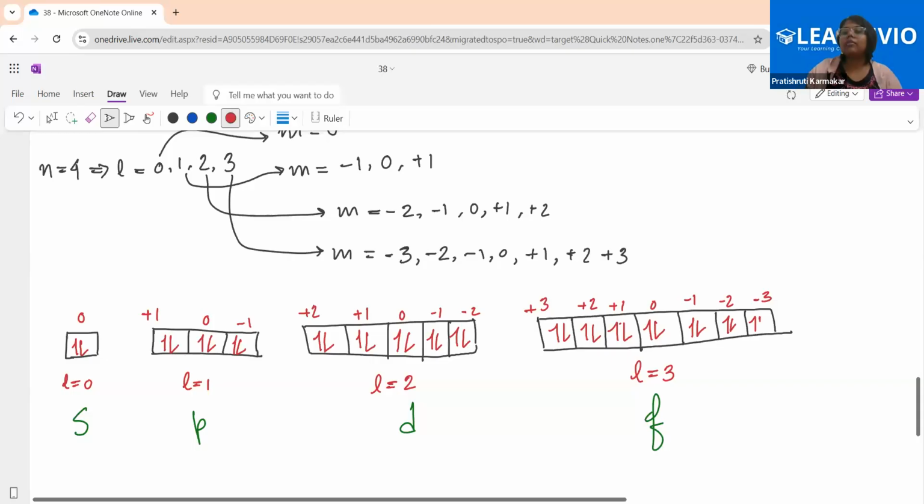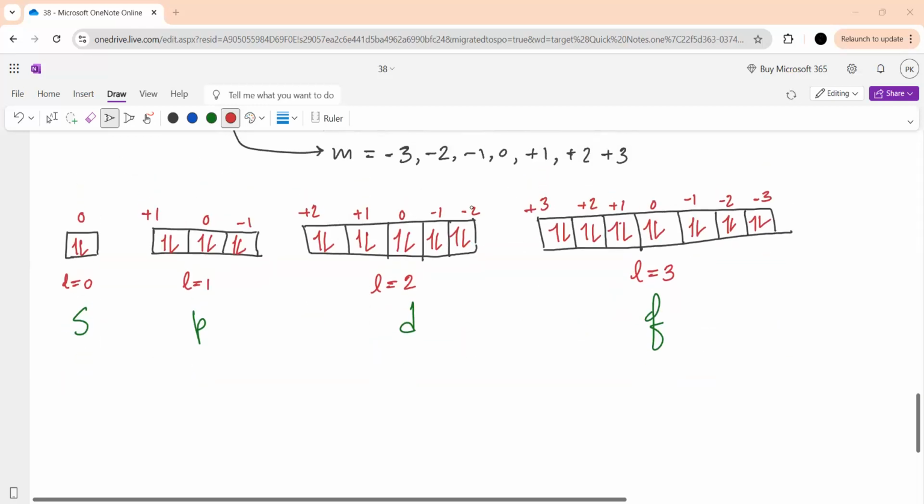Total, how many electrons we have? Tell me the number of electrons for each orbital and total. Tell me how many electrons are there in s orbital, how many electrons are there in p orbital, how many are there in d orbital, and how many are there in f orbital.